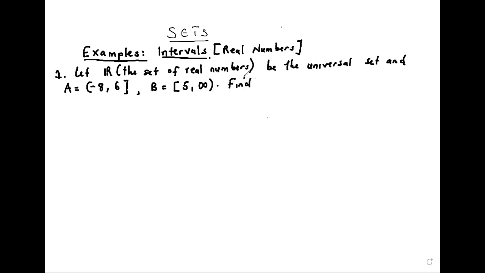Find one, A complement, and then two, B complement, and then three, find A minus B, and then four, find B minus A. So we just want to see what this means now, and how we get them if you're given intervals.